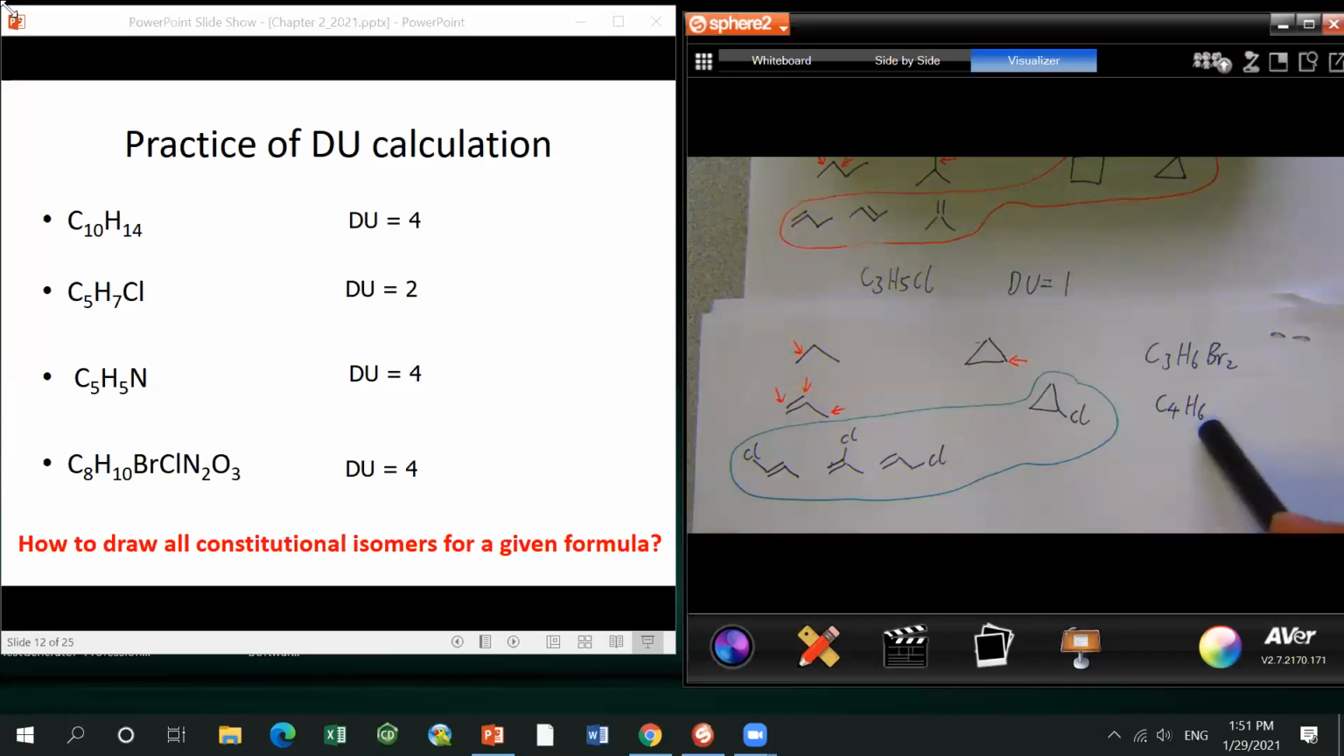And for this one, the DU is 2. Although there are only four carbons and not too many hydrogens, this one has quite a few constitutional isomers. So take a try. It could be two double bonds, one double bond and one ring, two rings, and also one triple bond. So you have to think about all the situations. For the last one, that's practice. I will give you the answer in Monday's lecture.